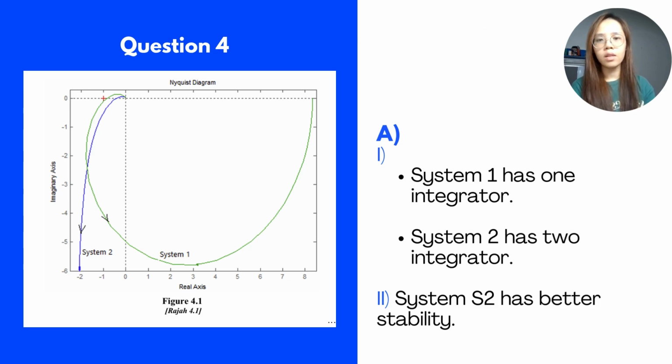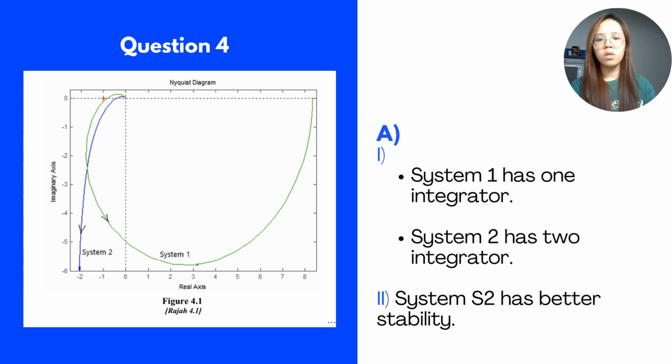For question A1, system 1 has one integrator because the plot approaches infinity along the negative imaginary axis as omega equals 0. A single integrator is the only component that provides a constant -90 degree phase shift and infinite magnitude at low frequencies. System 2 has two integrators. The plot approaches infinity along the negative real axis. Two integrators provide a total phase shift of -180 degrees.